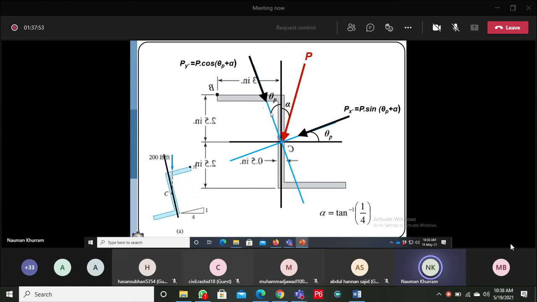So you need to determine the total angle of the load from the principal axis. This total angle will be theta p plus alpha. The component of the load acting along the y principal axis will be p cos of theta p plus alpha, and this component will be p sin of theta p plus alpha. So you will determine the components accordingly.